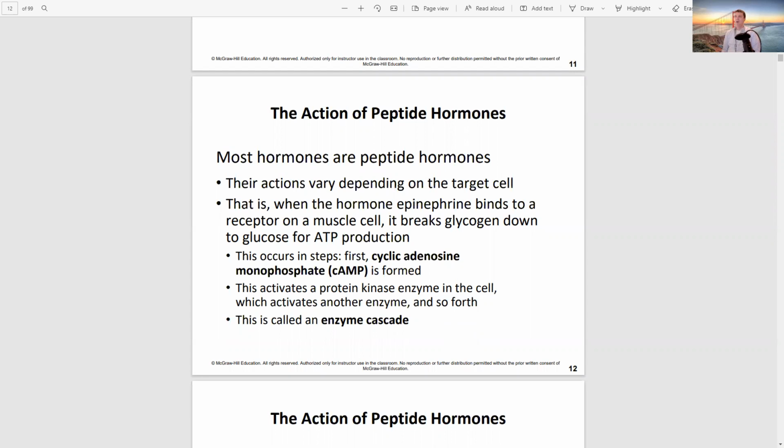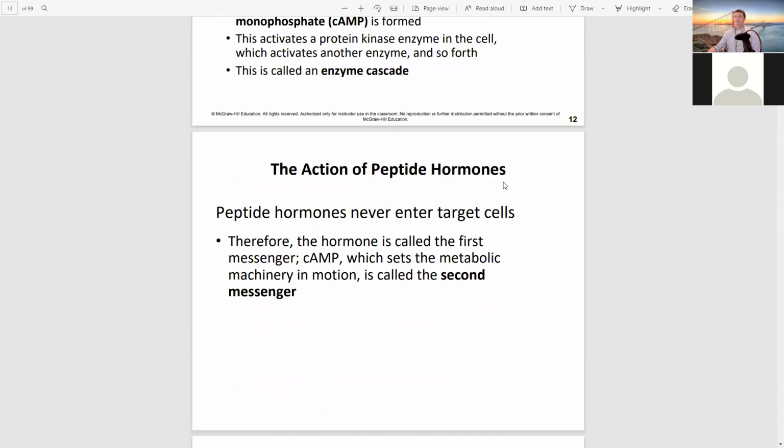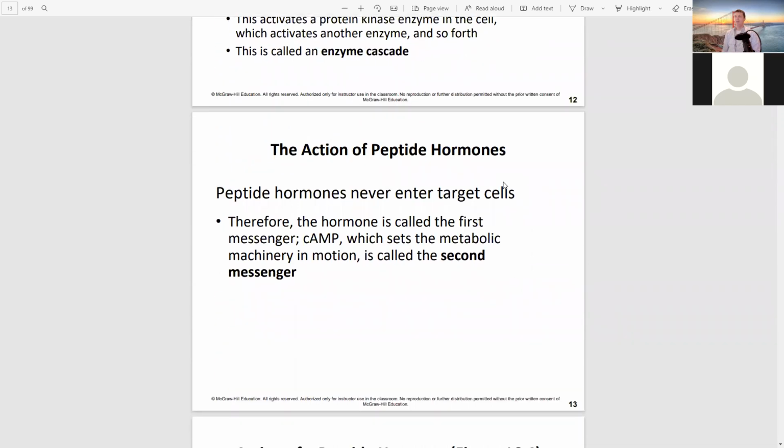When the hormone epinephrine binds to a receptor on a muscle cell, it breaks glycogen down to glucose for ATP production. This occurs in steps. First, cyclic adenosine monophosphate, or cAMP, is formed. This activates a protein kinase enzyme in the cell, which activates another enzyme and so forth. This is called an enzyme cascade. So peptide hormones never enter target cells. Therefore, the hormone is called the first messenger, and the cyclic AMP, which sets the metabolic machinery in motion, is called the second messenger.